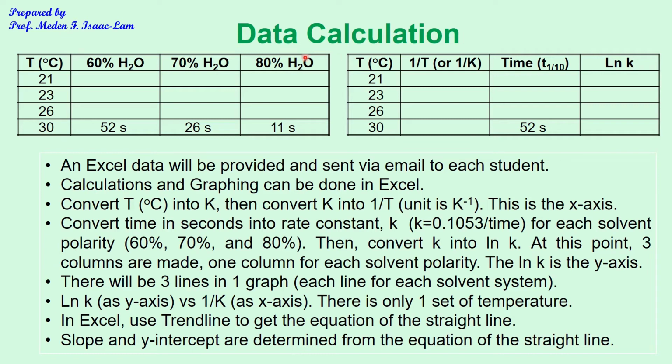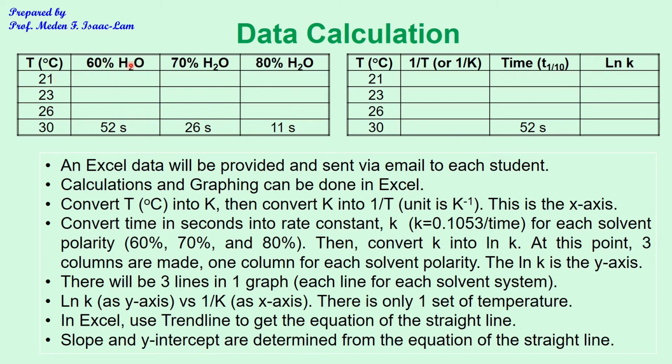Data calculation. The table on the left is going to be the format that will be provided for each student via email. This is going to be an Excel format. So we will have 4 different temperatures, including the temperature of the water bath illustrated in the experiment. So this corresponds to different water baths. We will have 21 degrees C, 23, 26, and 30. This will be the same, but this can change. So this will be filled up.